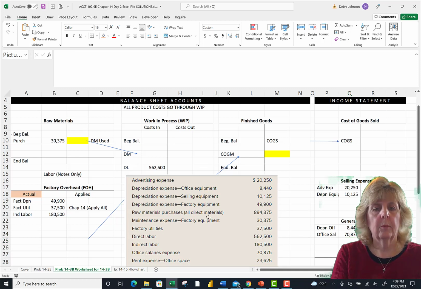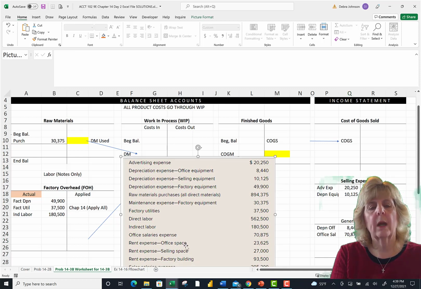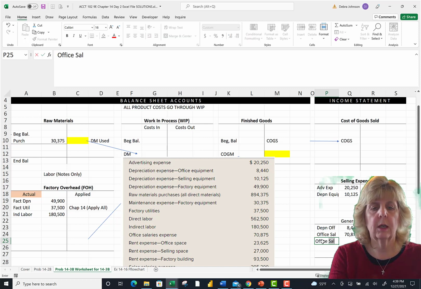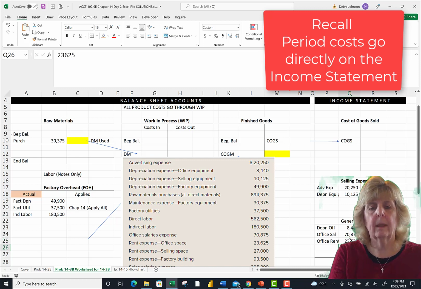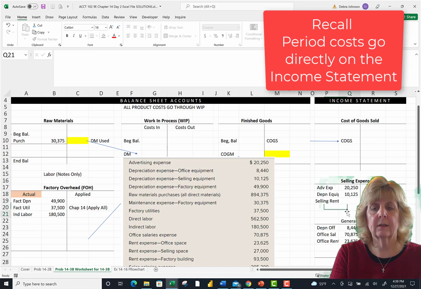And here come those 3 different rent expenses that we talked about in the previous problem. So the office space would be a G&A expense. So let me put office rent, $23,625. The second one was sales rent on the selling space. We'll call that selling rent, $27,000.